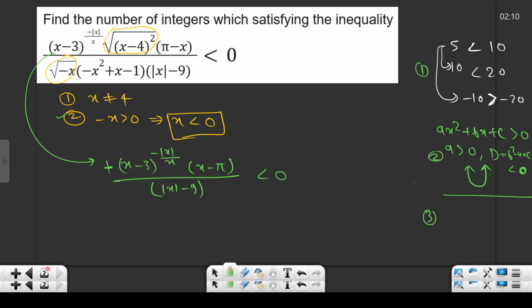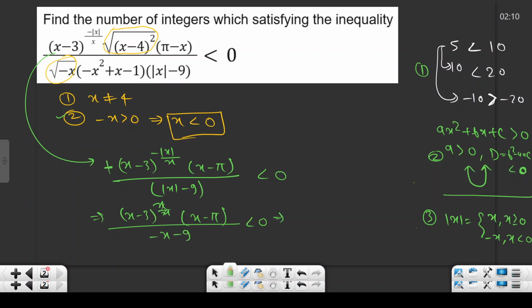So if x is less than 0, then we already know the definition of modulus. Mod x equals x only if x is non-negative, that means x is greater than or equal to 0, and if x is negative, less than 0, then mod x is equal to minus x, right? So here x is less than 0, then this mod x will be minus x only. So then this will become x minus 3 minus of minus x, that means x by x, and x minus pi, and it will become minus x minus 9 less than 0. Here x and x cancel out, you will get x minus 3 whole power 1 and x minus pi, divided by, if you take minus common, then you will get x plus 9, and if you multiply by minus 1 on both sides, then you will get greater than 0.